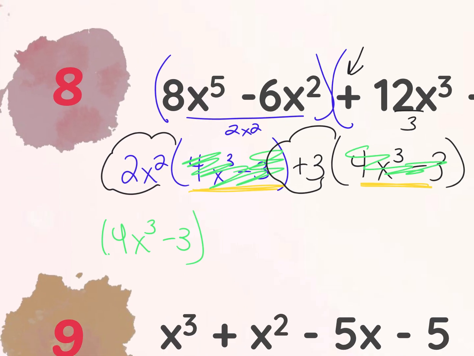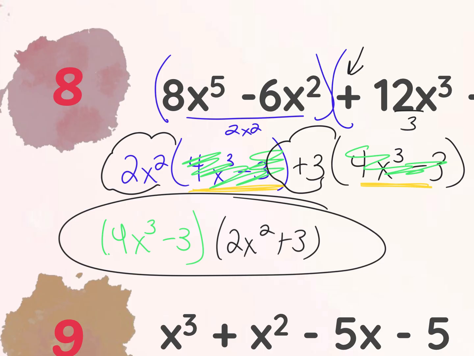What did we do in the last problem with our leftovers? They got their own parenthesis, 2x squared plus 3. And we get in the habit of asking ourselves, okay, with what I have left, I have 2 terms. Is it difference of squares? No. Is it sum and difference of cubes? No. So you know you're done.